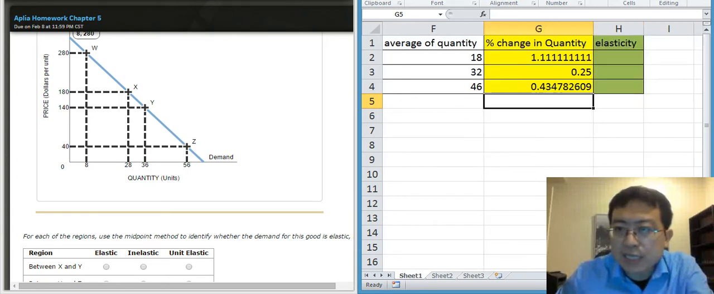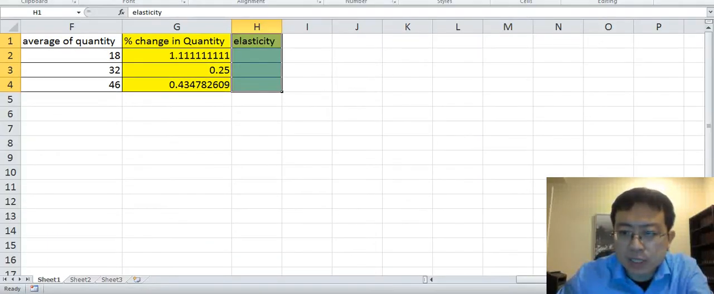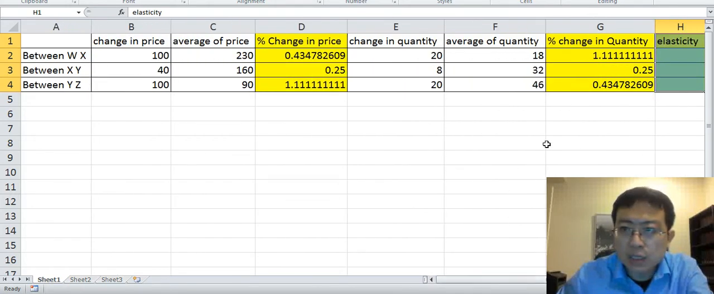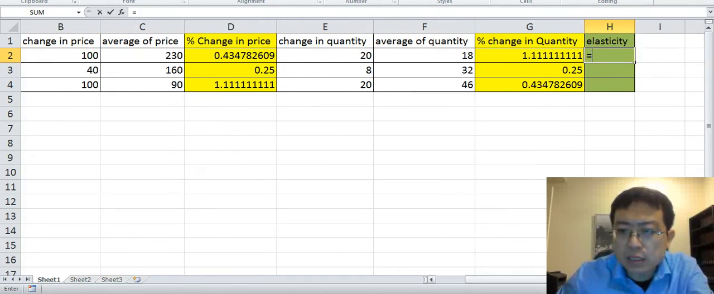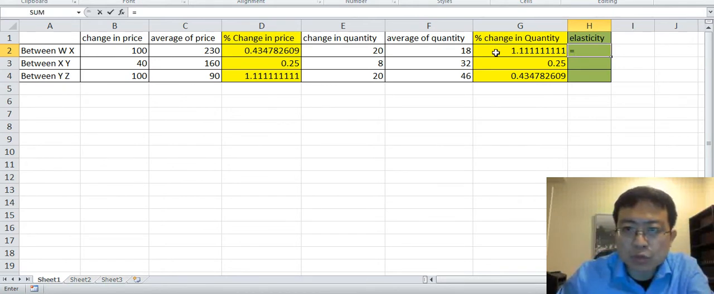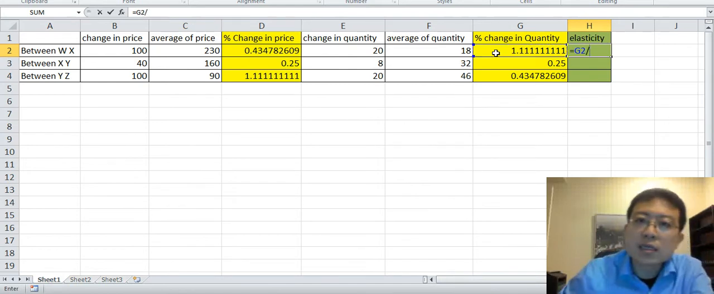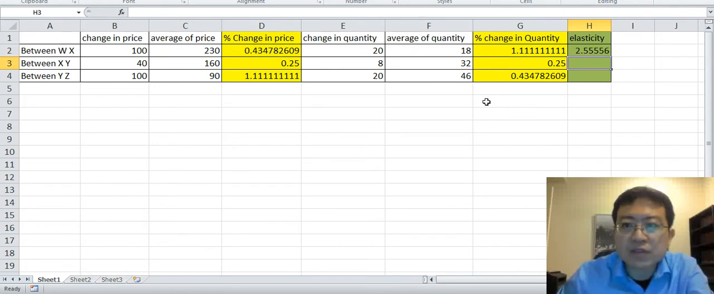And the last step, looking for elasticity. So the formula for elasticity is your percentage change in quantity divided by percentage change in price. So let's open our Excel to the full screen. So between x and w, the elasticity equals our percentage change. Let me make it smaller so you can see the whole screen. There. So for elasticity, we're going to do equal sign, the percentage change in quantity, which is 1.111, divided by the percentage change in price, which is 0.4347. The answer will be 2.55.